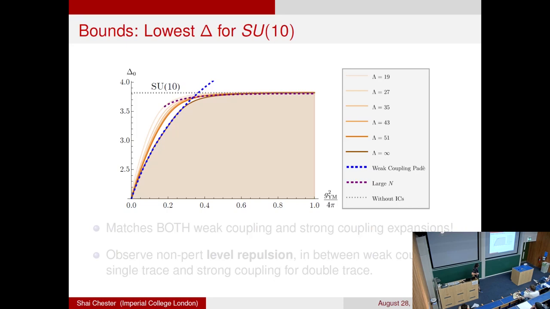This gray dotted line shows the previous bound by Rastelli and Zhou and Chris Beem. As you see, it's a little bit weaker than the bound you get after using bootstrap plus localization, even at strong coupling. And the interesting thing about this plot is that you see that it matches the weak coupling results, which is blue at weak coupling, and it also matches the strong coupling results, which is purple at strong coupling.